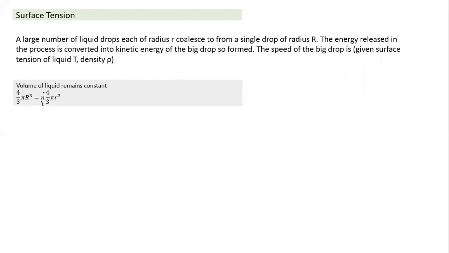So the volume of liquid remains constant. The liquid is incompressible. Since the mass remains constant, the volume also remains constant as the density is constant, which is because of the incompressible nature of the liquid. So it forms a drop of radius R. So the relationship between the radius of the initial small drop and the big drop it forms is this equation. This gives you a relationship between radius and the number of drops which have coalesced here.